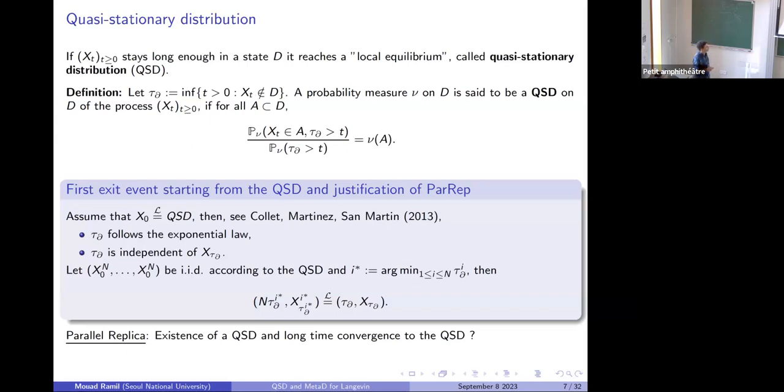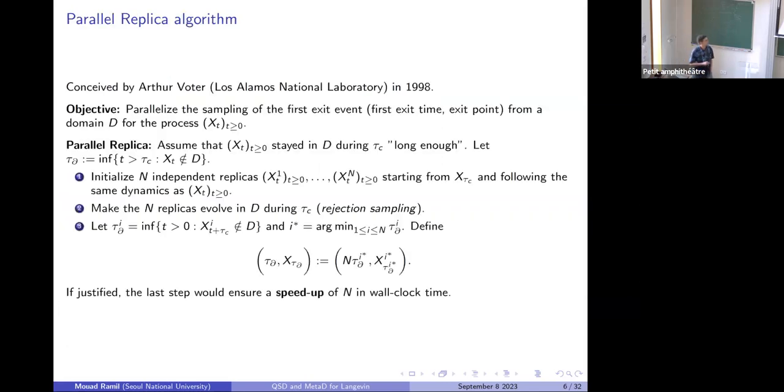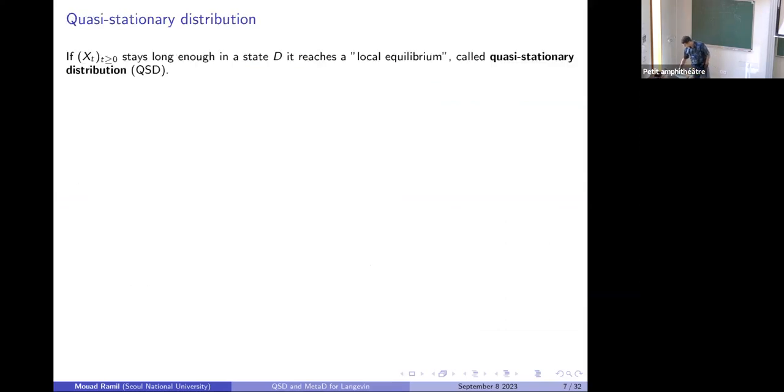So if you want to properly use this parallel replica algorithm, you need two things. The first one is the existence of a QSD, such that all of this makes sense. And the second thing is that you need the process to converge. If it remains trapped for a long time inside a state, it needs to converge to the QSD. This is hidden in these two steps of the parallel replica. Basically, I start the algorithm once the process has stayed long enough inside the domain, so I assume that this process is distributed according to the QSD. And similarly, in the second step, I make sure that the replicas are closely distributed to the QSD.